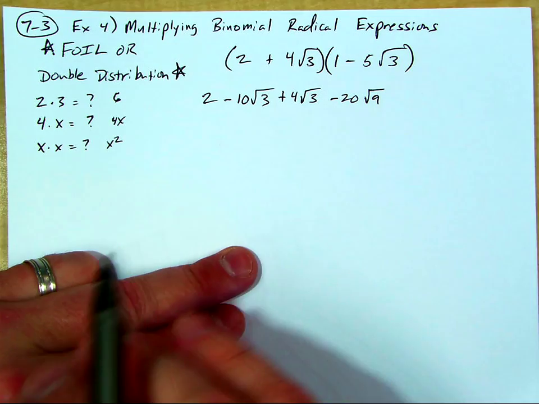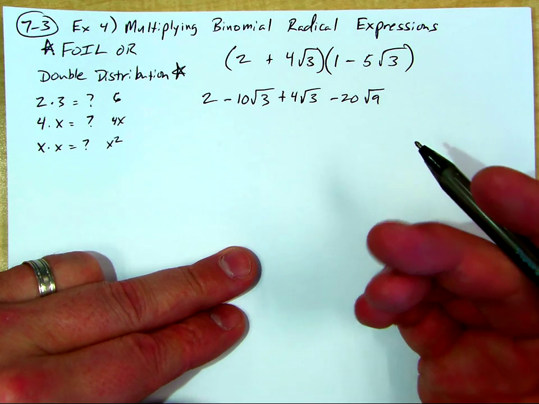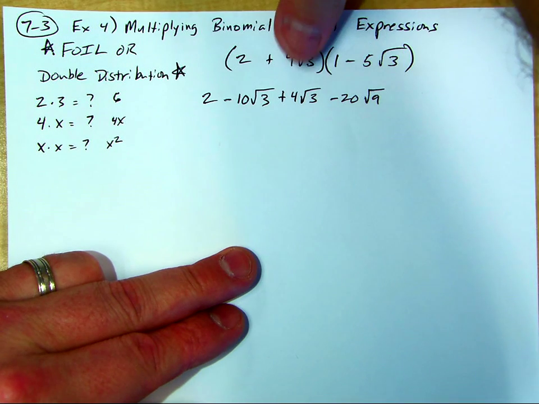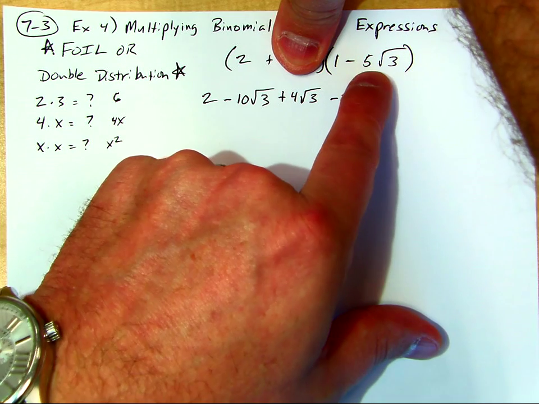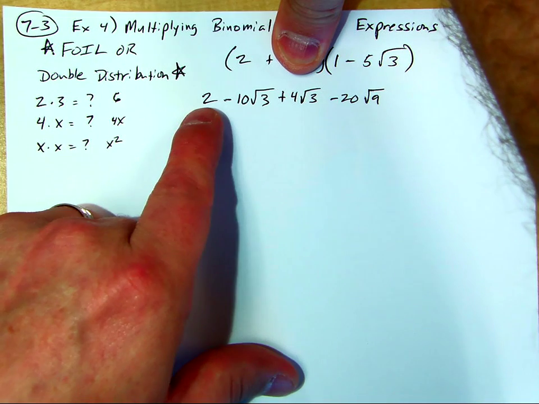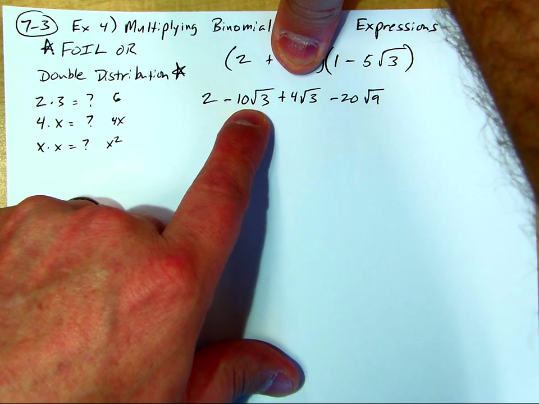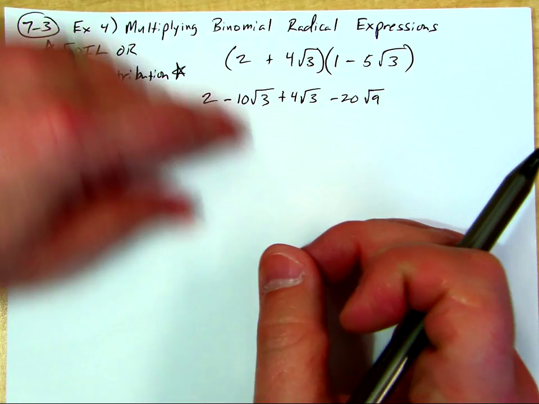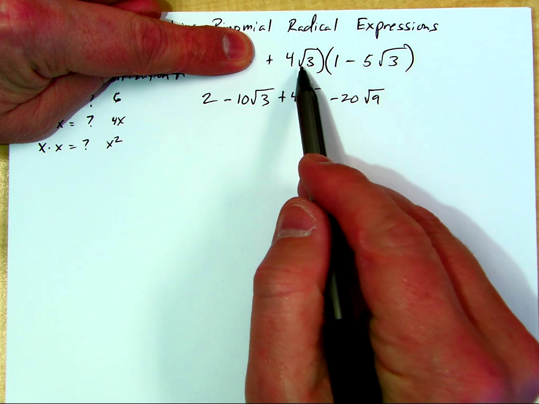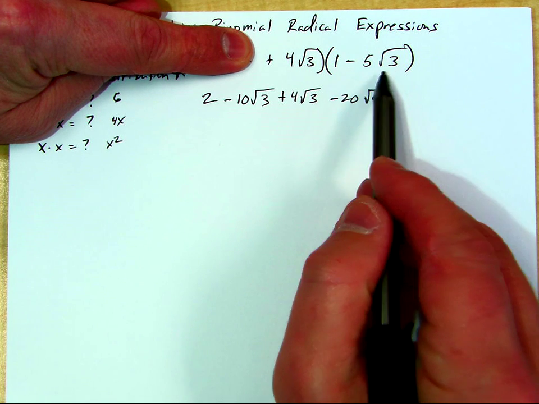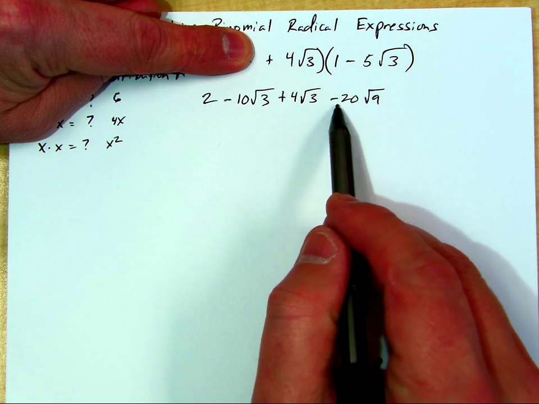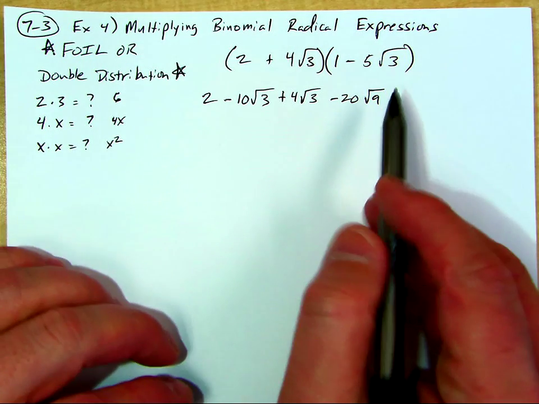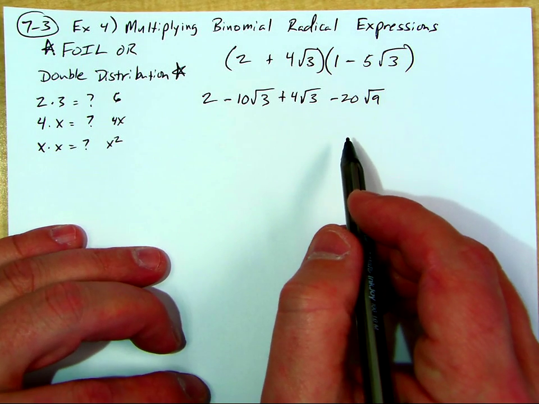Okay? I just want to illustrate to you what double distribution is, why they call FOIL double distribution. Let's look right here. 2 times 1 minus 5 rad 3 is right here. 2 minus 10 rad 3. So that's distributing the 2 times what's over here. And then the last two terms, if I covered up the 2, 4 rad 3 times this binomial is right here. 4 rad 3 minus 20 rad 9. That's why they call it double distribution. That is another way to visually organize and solve these problems.